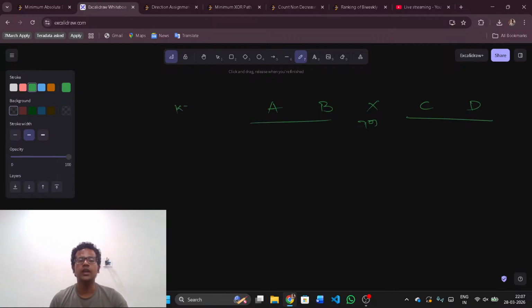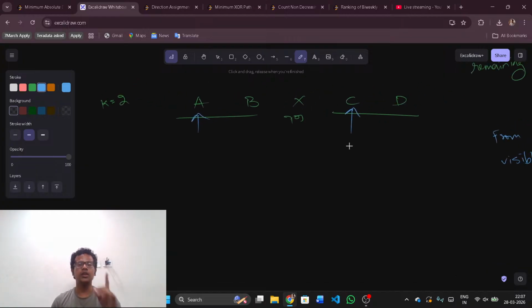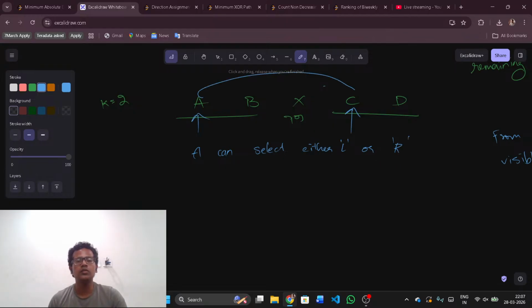And we are given k is equal to 2. Now, if I select A, if I select C, let me tell you, from this, A can select either L or R, right? So A can be here or also here. So they can just swap, right?